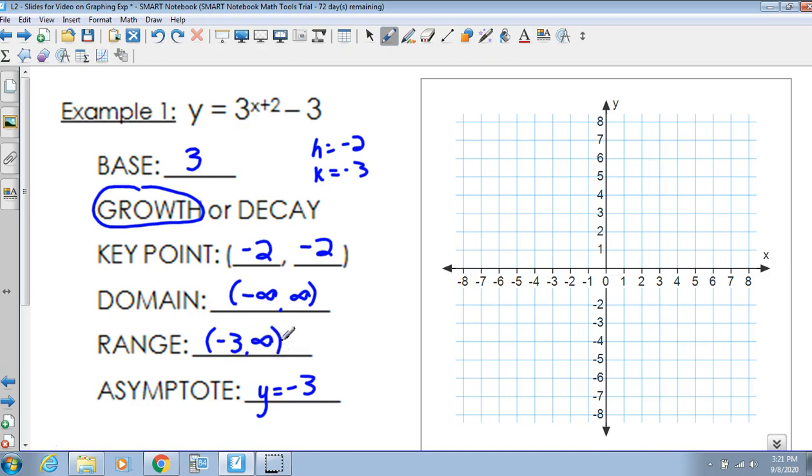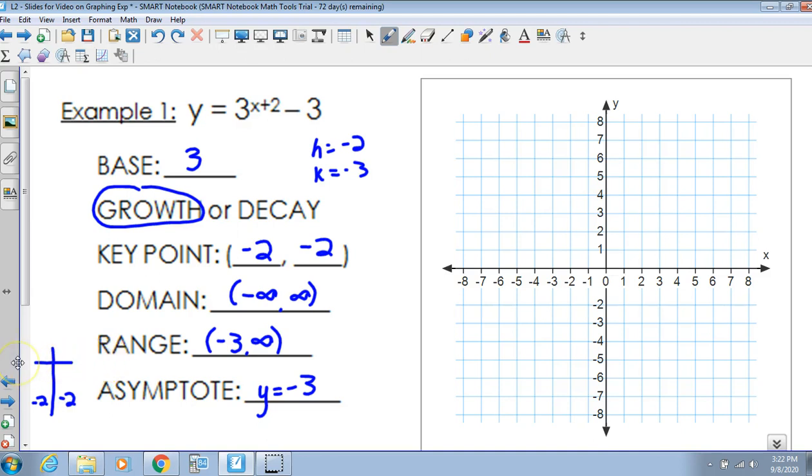Now, if we want to get a few more points on there, I'm just going to come over here and make a little table right now. We know that our key point is at negative 2. I want to make sure when I plug that in, negative 2 plus 2, that's 0 power. 3 to the 0 power is 1. 1 minus 3 makes negative 2.